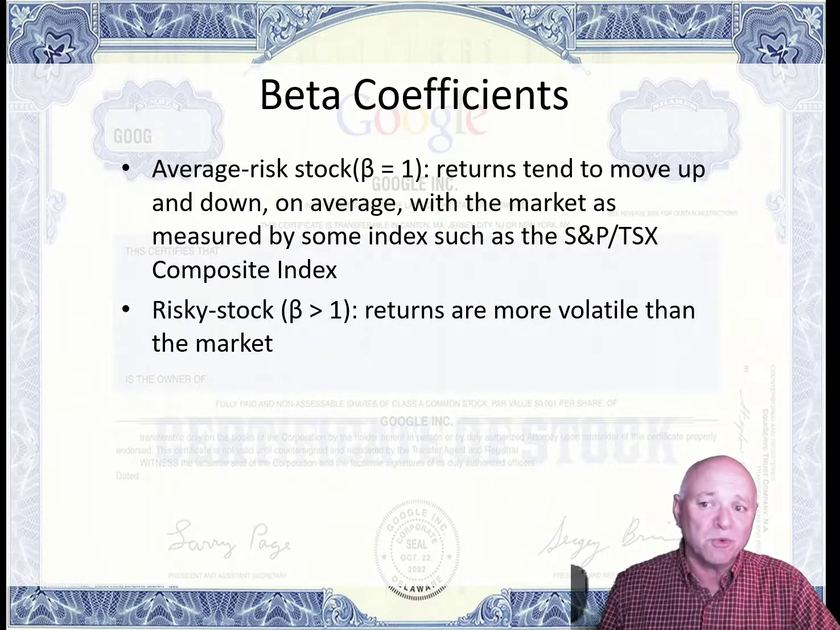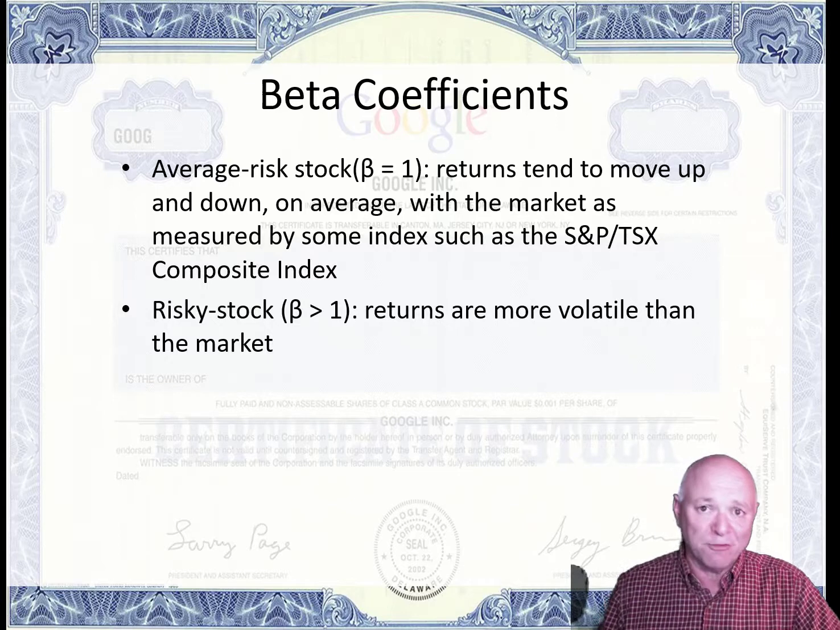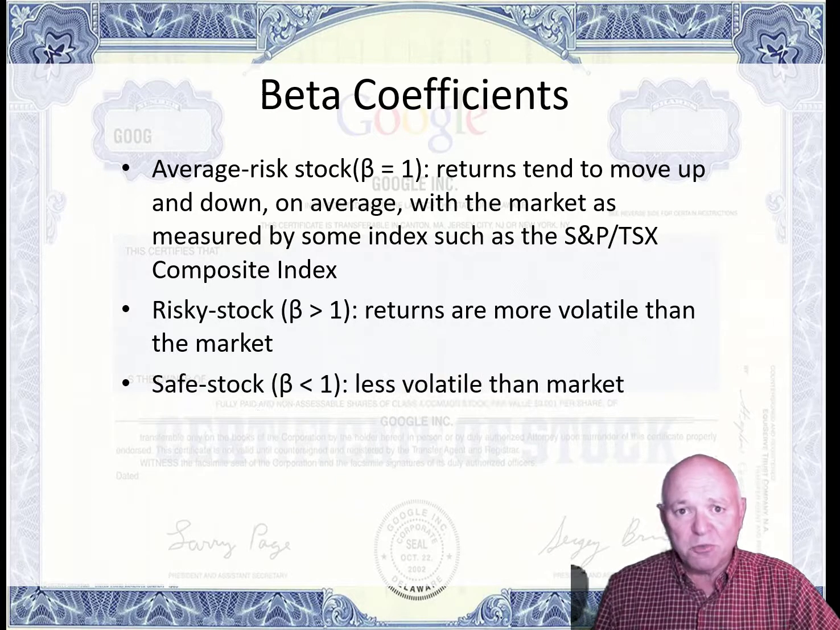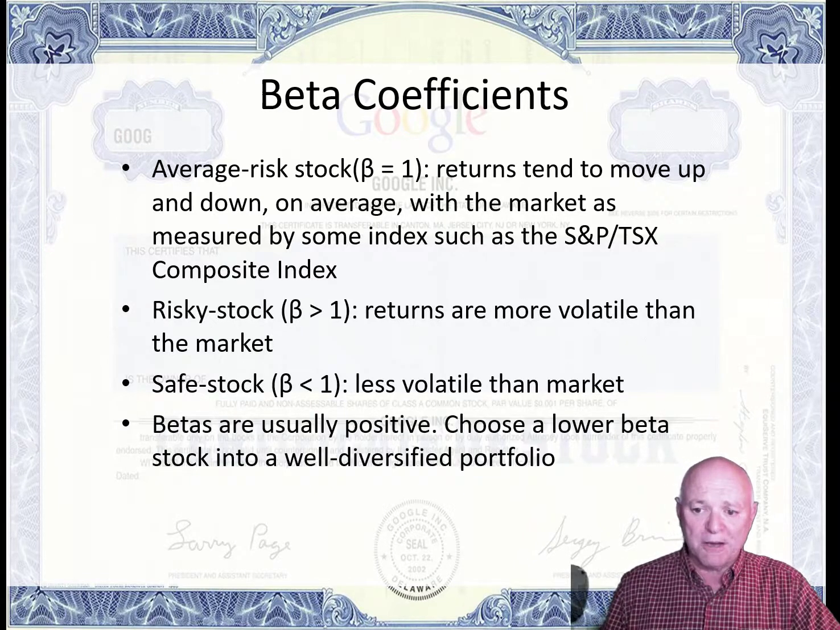So an average stock would have a beta of about 1. That means the returns tend to move up and down on average exactly with the market. Not perfectly, but pretty close. A beta greater than 1 means a higher level of volatility than the average. A safe stock has a beta less than 1, less volatile than the market.